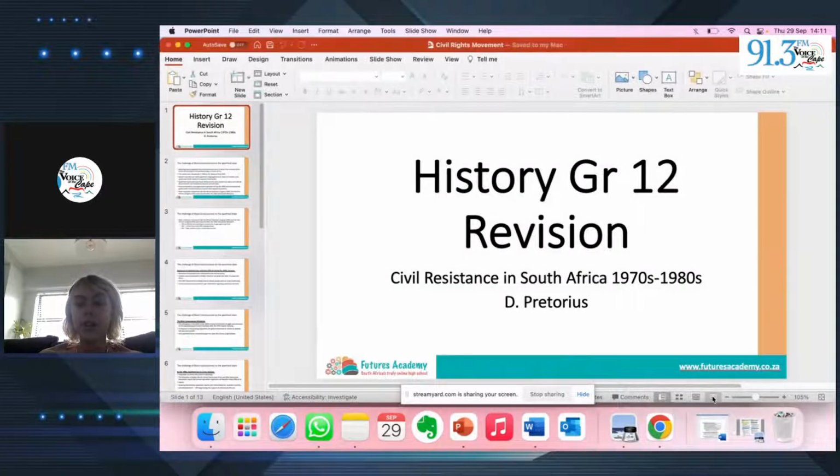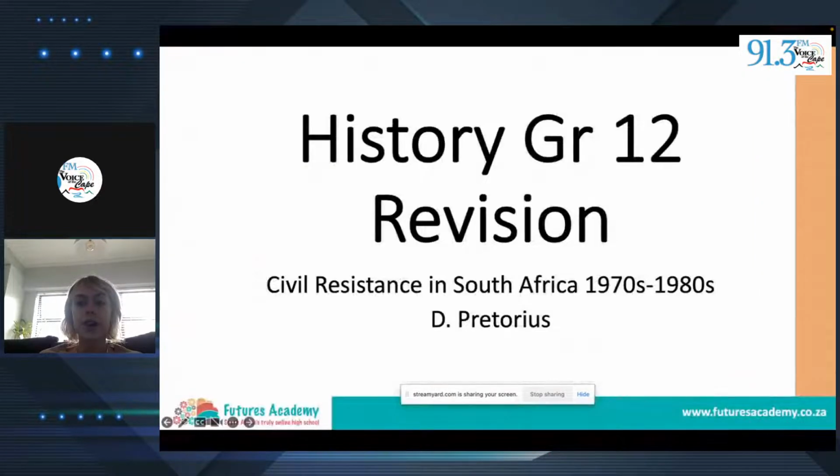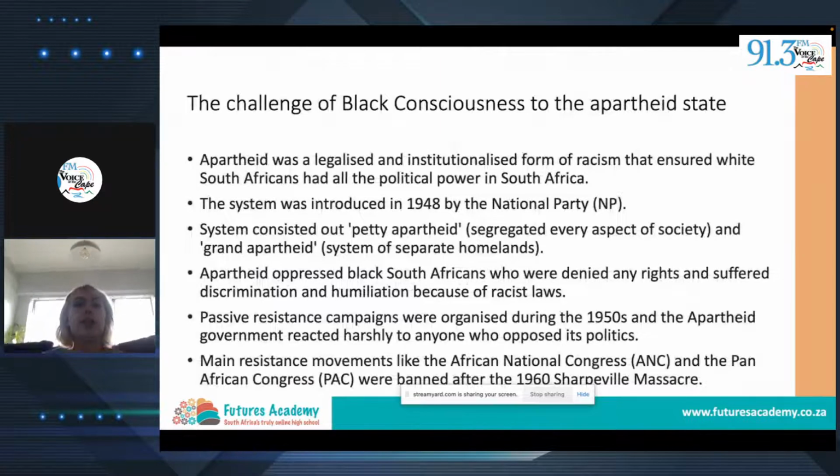So civil resistance in South Africa from the 1970s to the 1980s. So the challenge of Black consciousness to the apartheid state. You remember that the essay question is on Black consciousness as well. So apartheid was a legalized and institutionalized form of racism that ensured white South Africans had all the political power in South Africa. Okay, so this is important. This is the definition of apartheid if they ask you that.